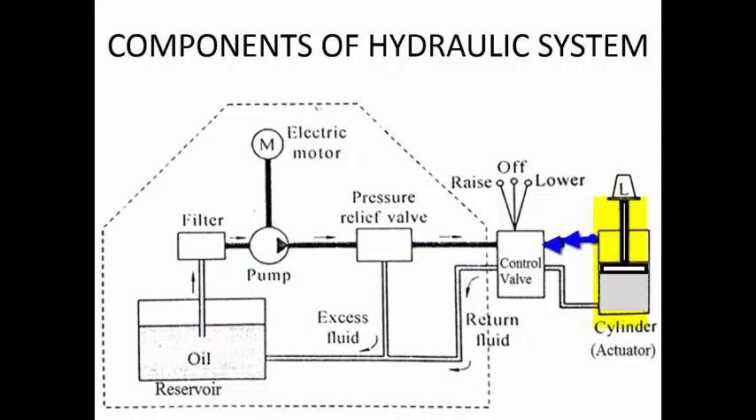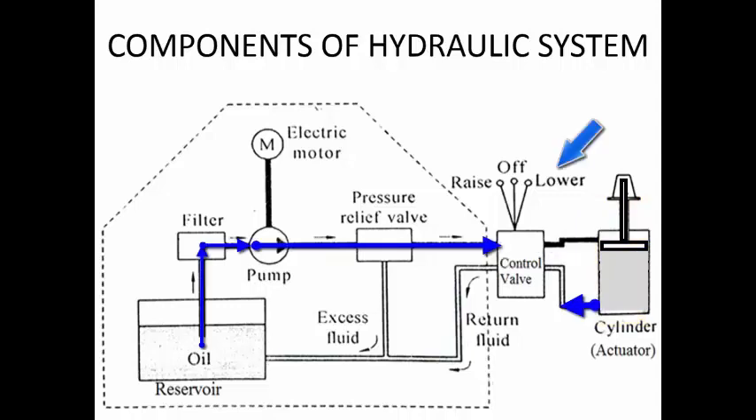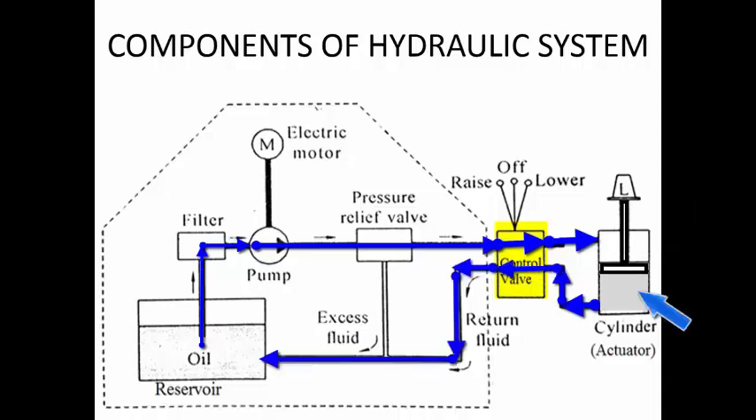Whatever oil is present on the upper side of the piston, or the piston rod side, will come out of the cylinder, come to the valve and be diverted to the reservoir through this line. Now when you move the lever to the lower position, the element inside the controlling valve will cause the fluid from the pump to enter the piston rod side of the cylinder, and because of the fluid pressure, a force is generated and the piston will come down along with the load. Again, the oil present on the bottom side of the cylinder will come to the control valve, and from there it will be diverted to the reservoir.